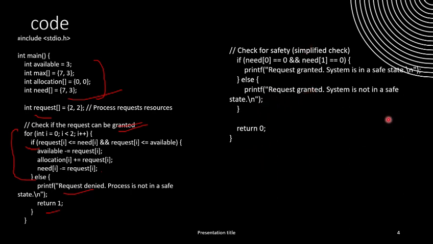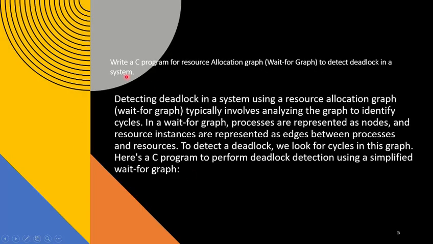Okay, so let's continue our topic. Now the second topic is write a C program for resource allocation graph to detect deadlock in a system. Now, detecting deadlock in a system using a resource allocation graph typically involves analyzing the graph to identify cycles. Why are we going to analyze the graph to identify the cycles?